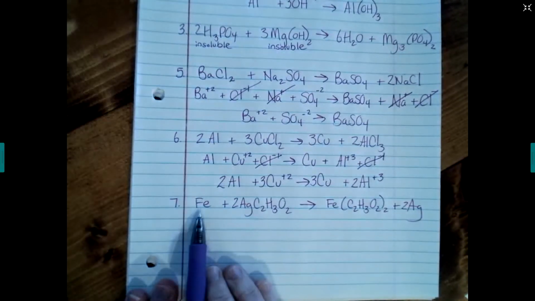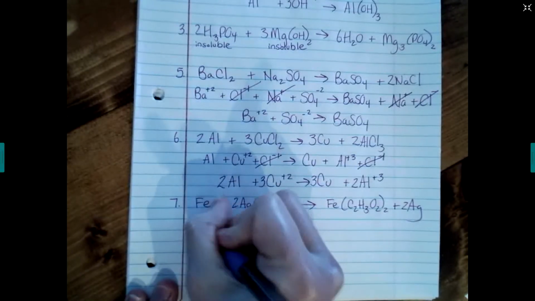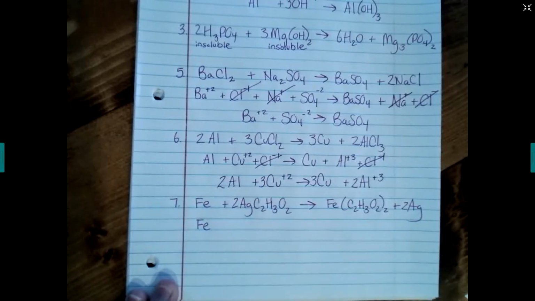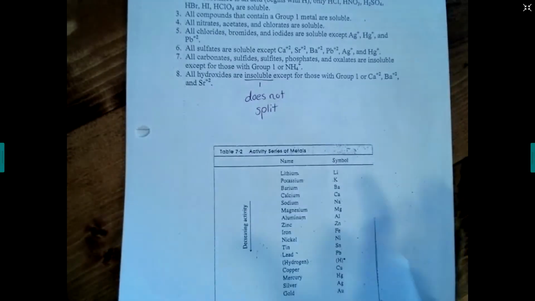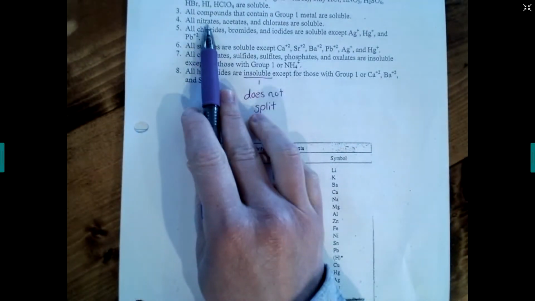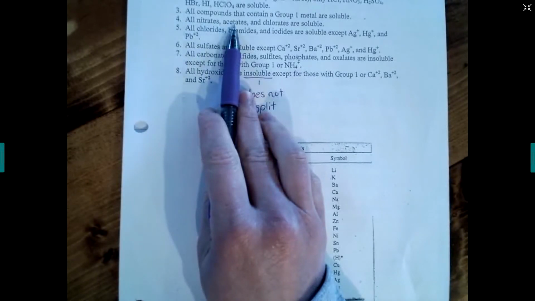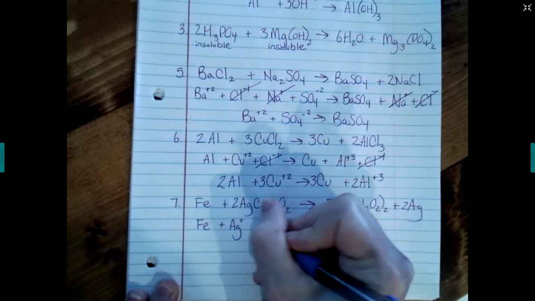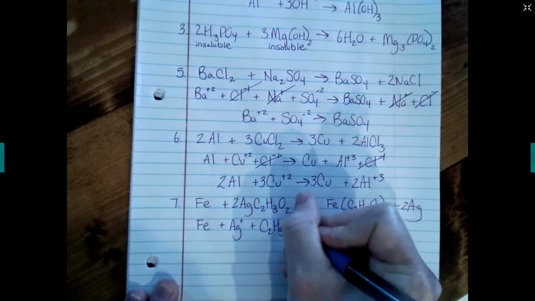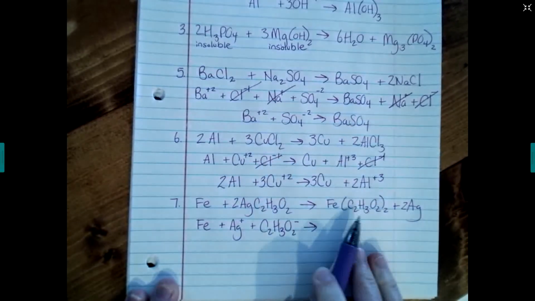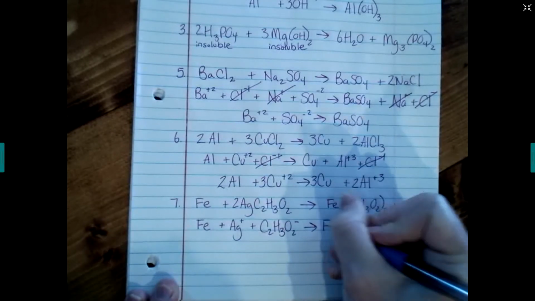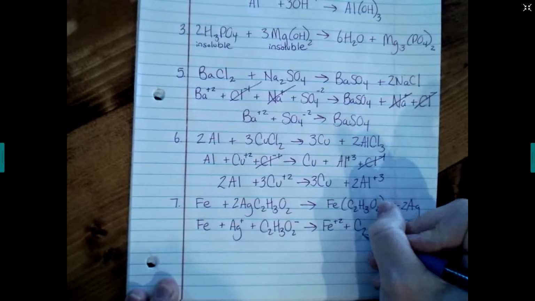Just like we did with number 6, we're going to just move iron down. Iron is not splitting from a compound. It does not dissolve in water, so we're just going to bring it down. For silver acetate, you have a rule about acetates. Same as nitrates, acetates are always soluble. So that one is going to split. Same thing on the right side. This is an acetate. All acetates will split. So we'll write those as ions.